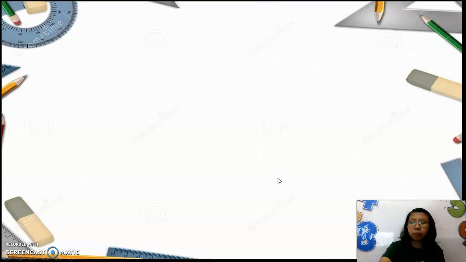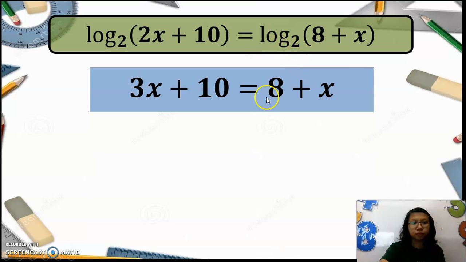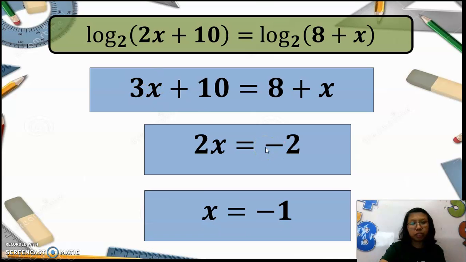So let's apply the different properties of logarithm. Number 1, I have here logarithm of 3x plus 10 to the base of 2 is equal to logarithm of 8 plus x to the base of 2. Since we have the same logarithm, we just need to cancel this out. Cancel logarithm to the base of 2. So we will have 3x plus 10 is equal to 8 plus x. And then combining like terms, we will have 2x is equal to negative 2. And then dividing both sides, we will have x is equal to negative 1.